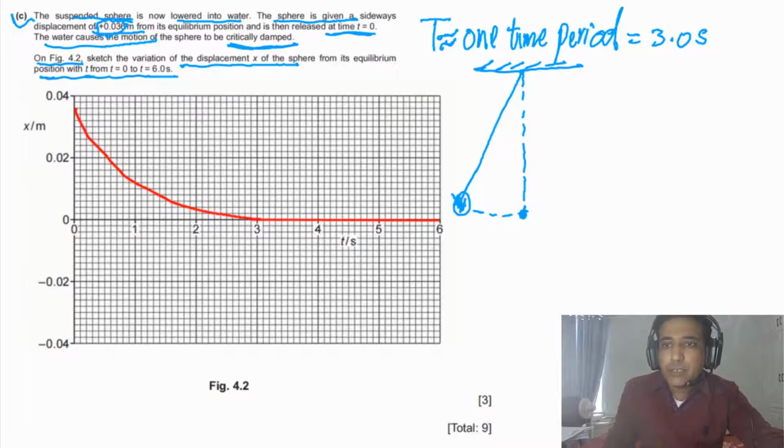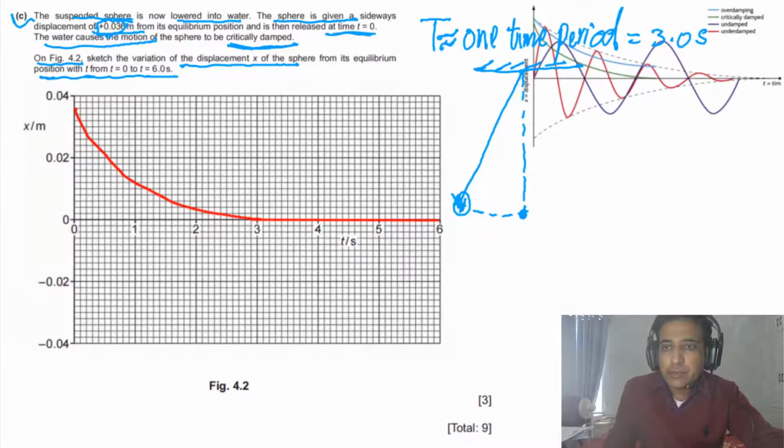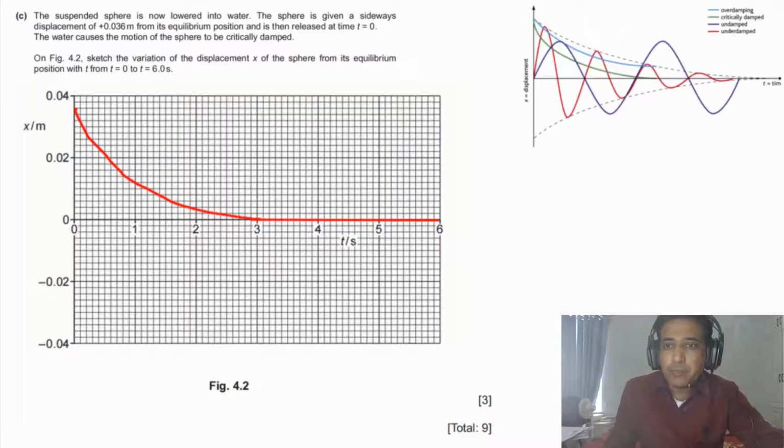Now let's try to understand a little bit more about this one. You can also look at these diagrams. For better understanding, the green one is critically damped. You can see the time taken is about 1 time period. You see 1 oscillation, so it takes about 1 time period to come back to equilibrium position.